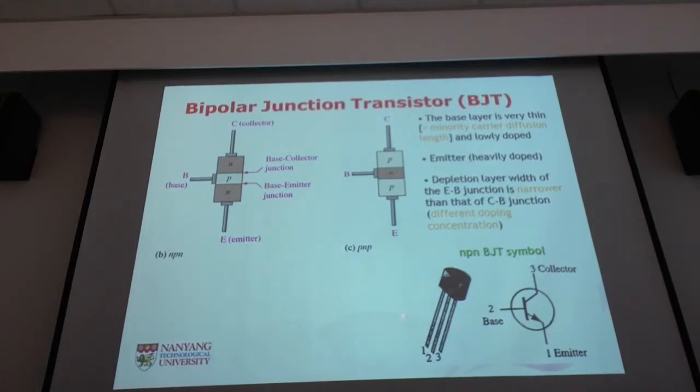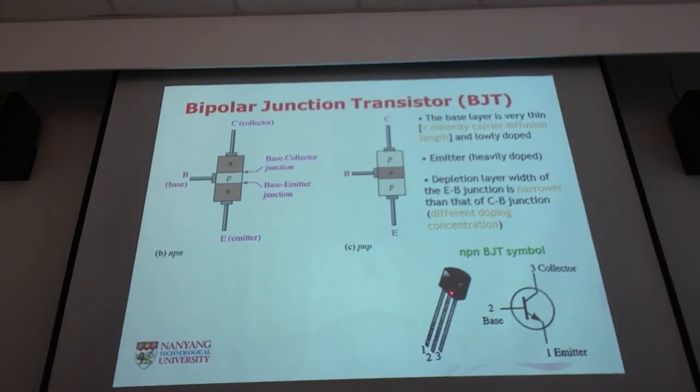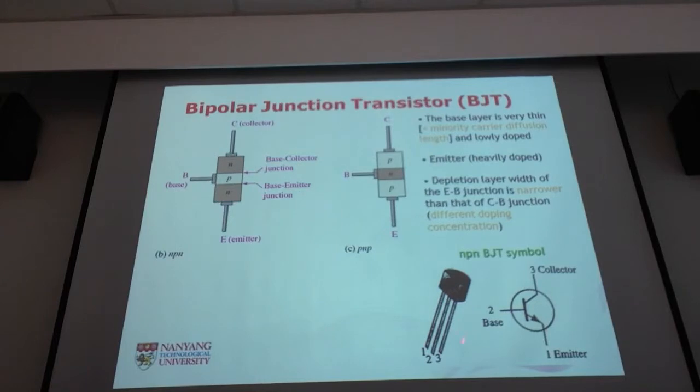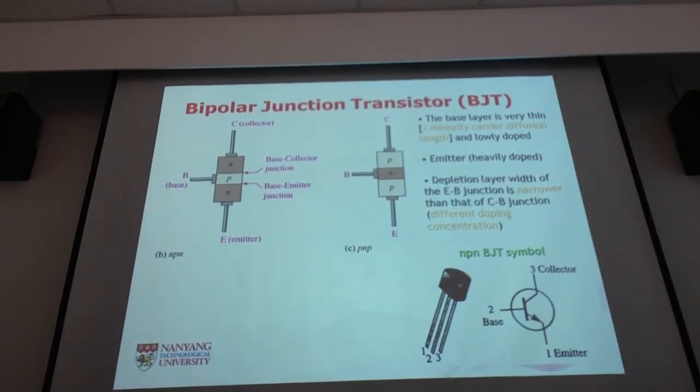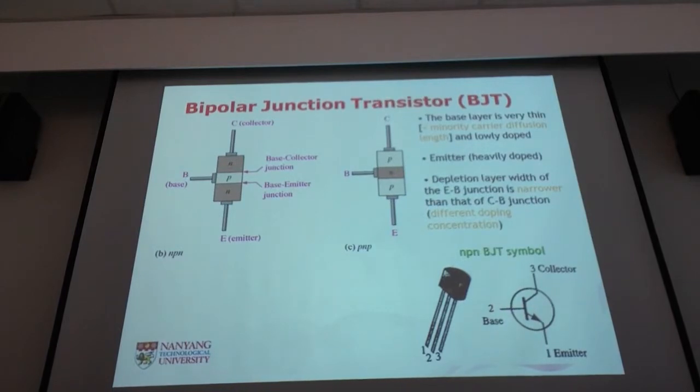And this is how a real BJT looks like. We have this polished side facing us, and we have this as the base, and 1 and 3 as emitter and collector. And later, Mr. Lin will show you how it looks like.